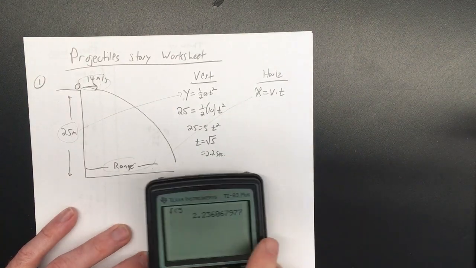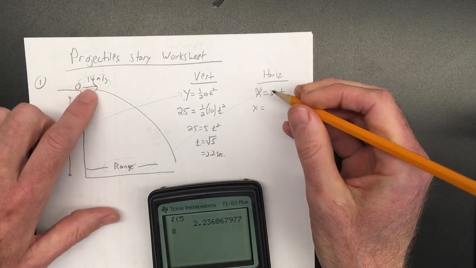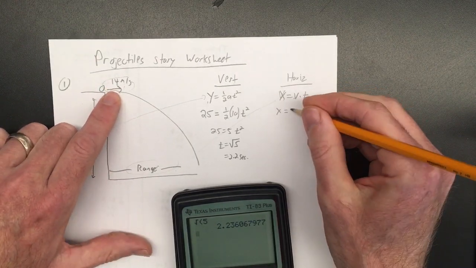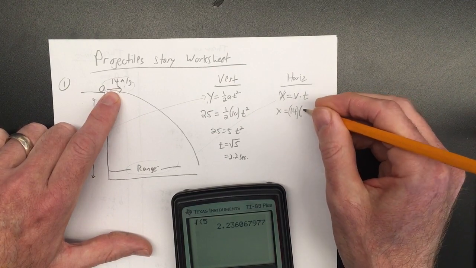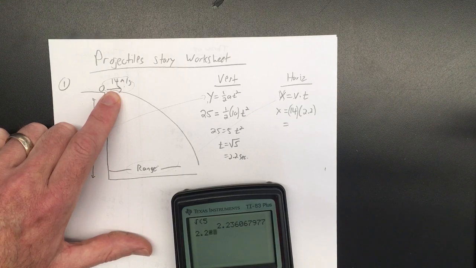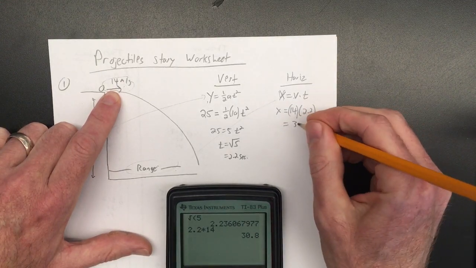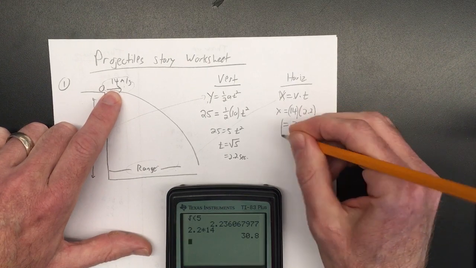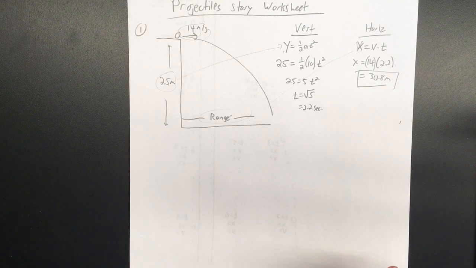Good. Now to find the range, this is going to be a problem in the horizontal direction. So I'll need my calculator, I guess. We are looking for the horizontal distance, and we're going to use this horizontal speed over here, 14. Once again, I'm going to drop my units just to keep things a little compact. 2.2 times 14, 30.8. And that's your answer.